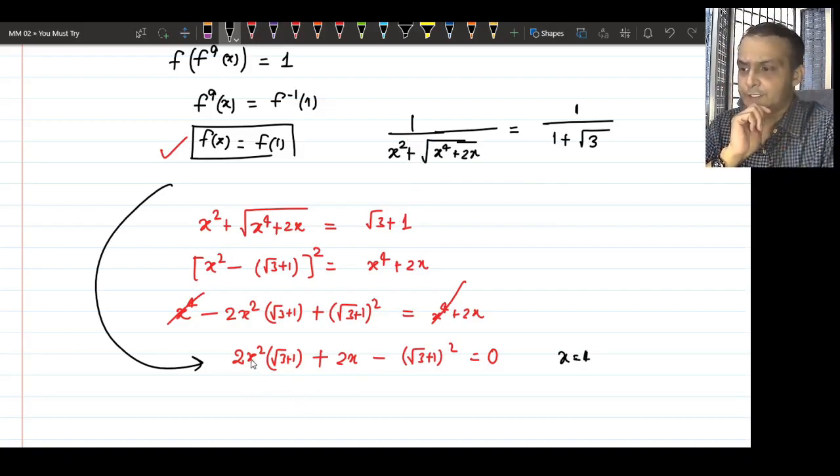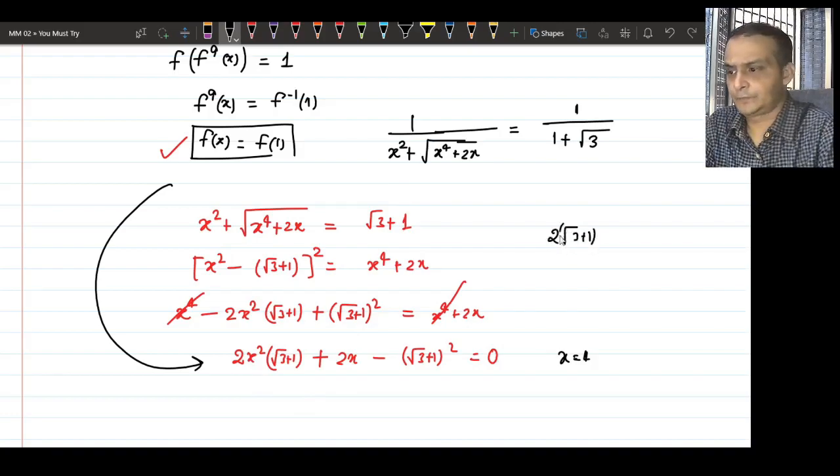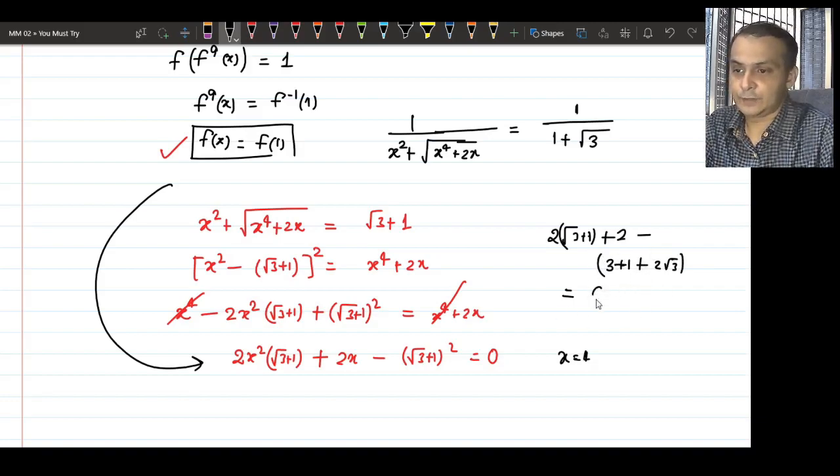If you just put x equals 1 there, what will happen to 2 (root 3 plus 1) and minus, sorry, plus 2, and this is minus, and we can square it. What will be the value? It will be 3 plus 1 minus 2 root 3, and if you simplify, that will be 2 root 3 and plus 2 plus 2, which is 4, and 4 and 4 will get cancelled, and also this will get cancelled. It is a plus, by the way, so it will be 0. It means this is already satisfied by x equals 1, and this is a quadratic equation in x.